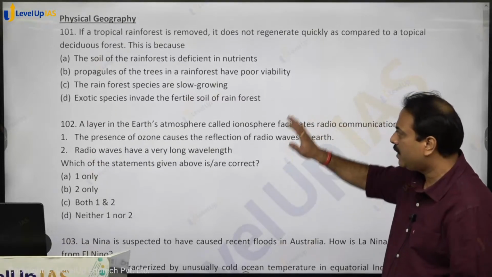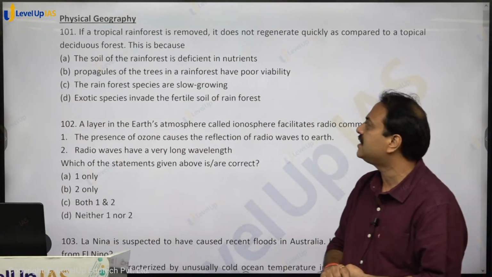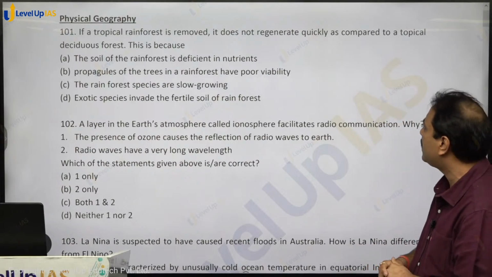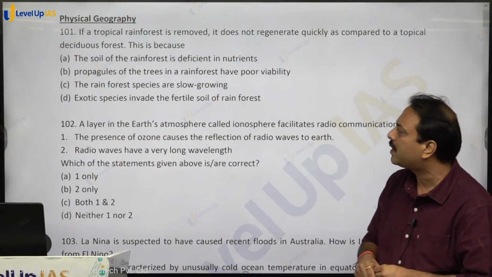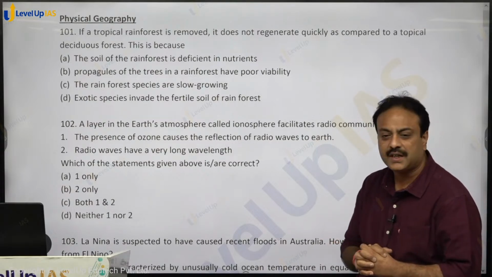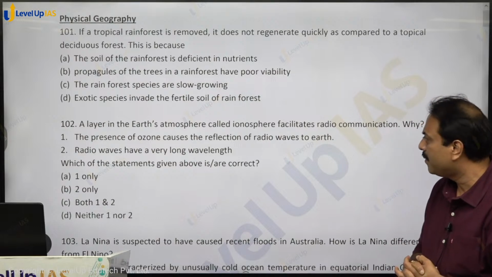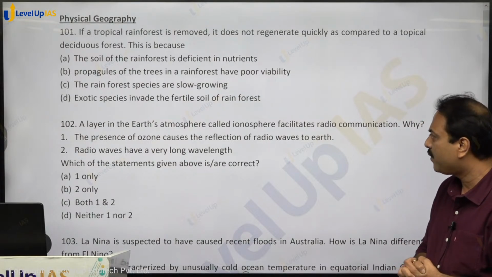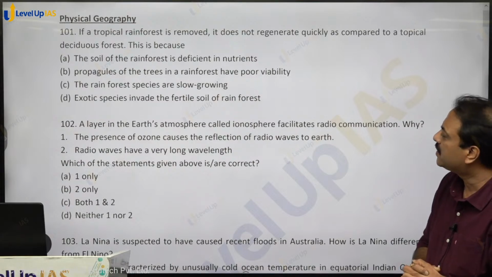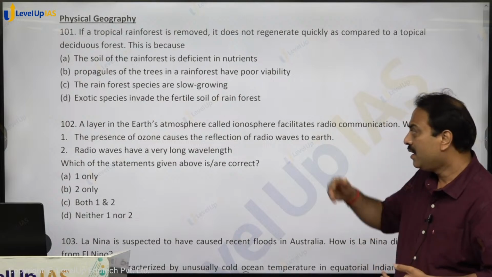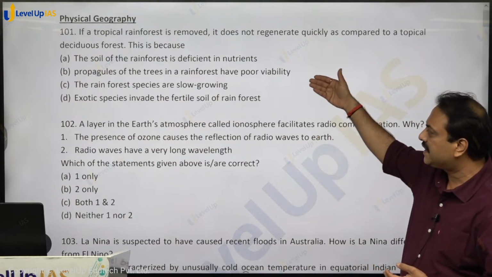The first question that is coming up for today's lecture is: if a tropical rainforest is removed, it does not regenerate quickly as compared to tropical deciduous forest. This is because the soil of the rainforest is deficient in nutrients. The propagules of the trees in the rainforest have poor viability. The rainforest species are slow growing. Exotic species invade the fertile soil of rainforest.